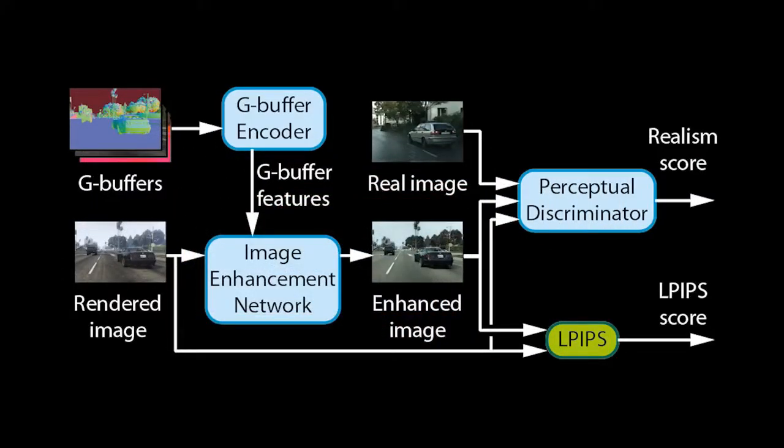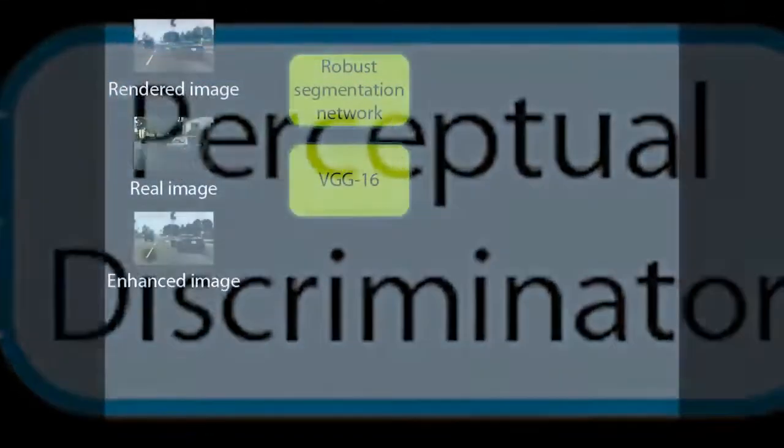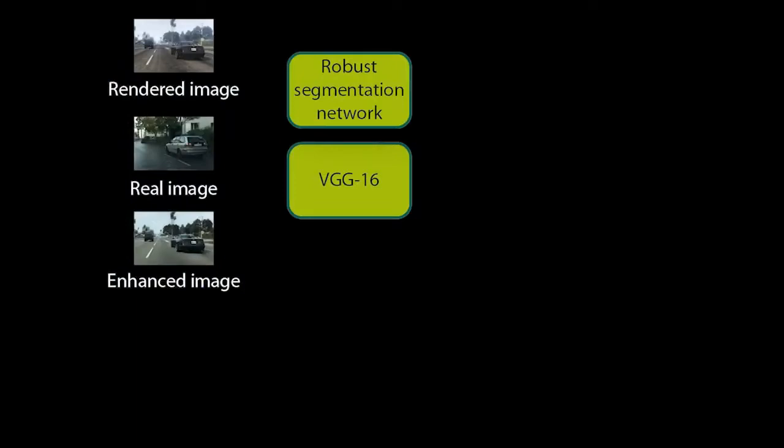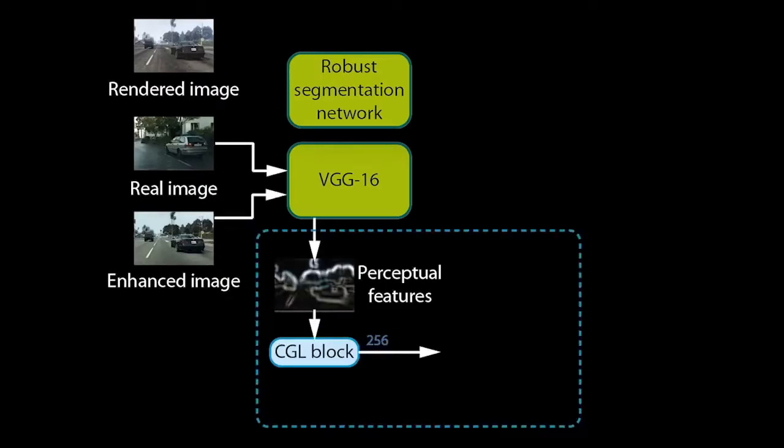Let us now look at how the perceptual discriminator works. The discriminator contains a robust semantic segmentation network and a network for extracting perceptual features, in this case, a VGG-16. We extract features from the VGG at multiple levels and pass them through a convolutional network. This differs from prior work that trains discriminators directly on images. Training on VGG features allows our network to quickly learn a model of realism at multiple perceptual levels.